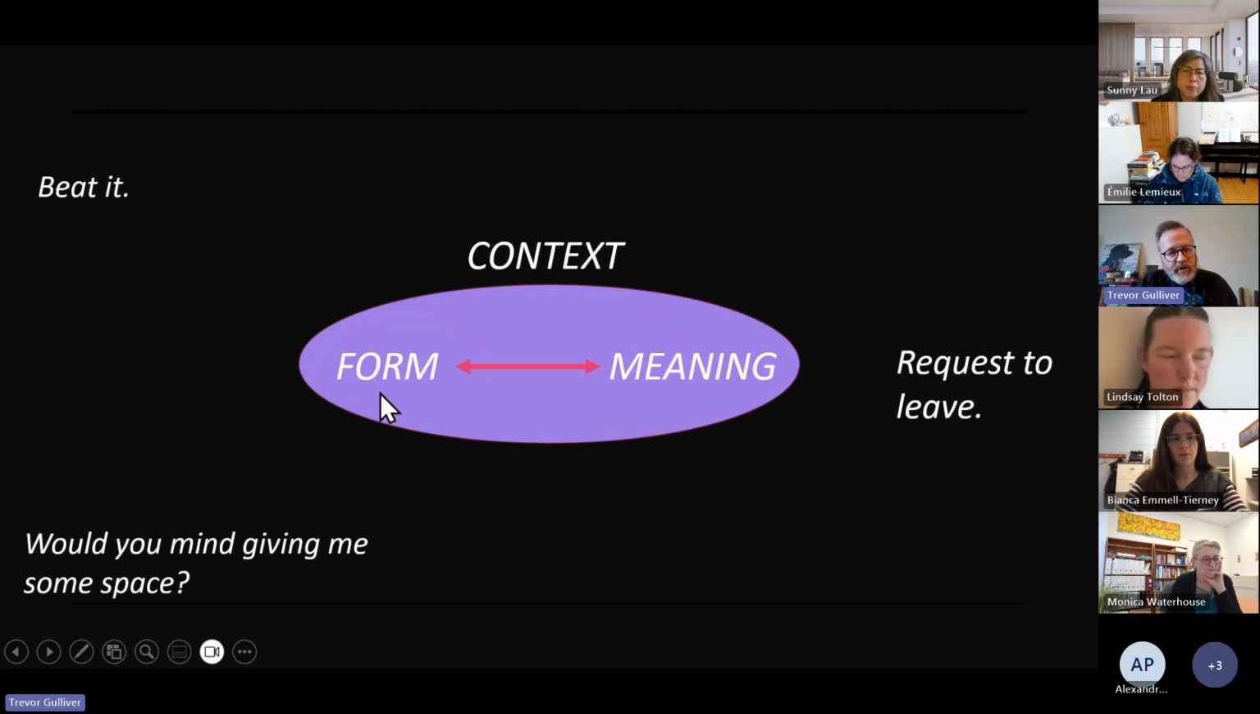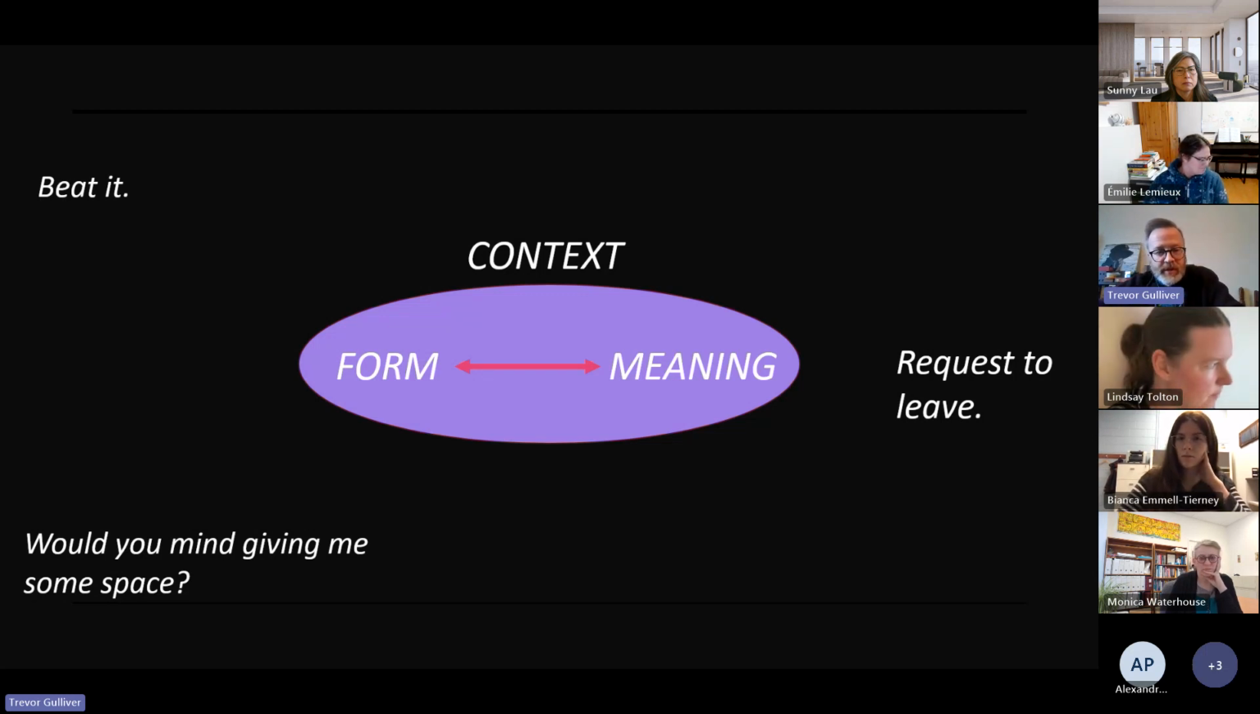the form we choose in one context to tell somebody to leave, "beat it," might be very different than the form we use in another context, making the same request, saying, "would you mind giving me some space?" So the form that we attach to the meaning should always be understood in terms of context as well, and only makes sense really, and is only appropriate really within context.